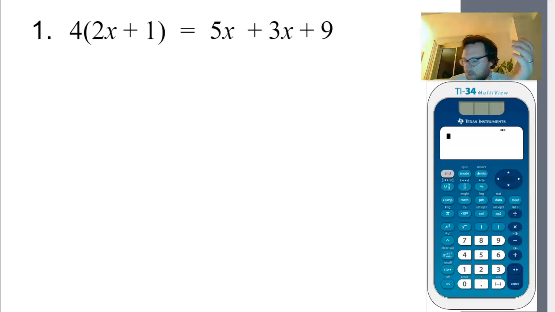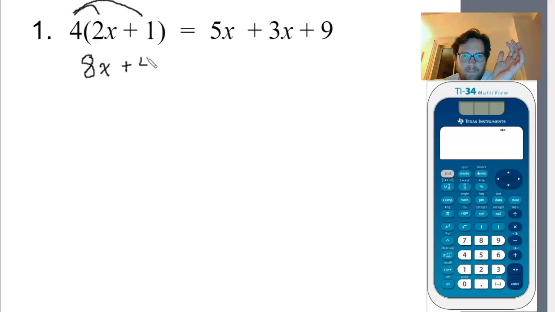All right, here we are. Number one: 4 times 2x plus 1. Okay. So step one, always, always, always, if we can distribute, we're going to distribute. So we have 4 times 2x and then 4 times 1. So let's distribute first. 4 times 2x is 8x. That's pretty good. And then 4 times 1 is 4.